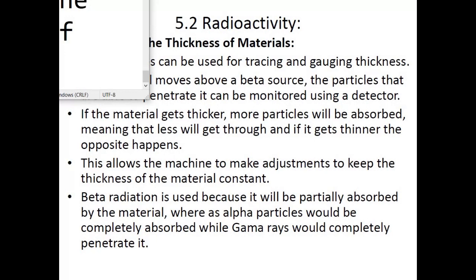Beta radiation is used here because it will be partially absorbed by the material, whether 1 millimeter, 2 millimeter or 3 millimeter. If you are trying to make such thin sheets of metal, beta particles are ideal as they would only be partially absorbed. If you were using alpha particles, there's a chance they would be completely absorbed and hence the detector would not work, whereas no matter the thickness of your material, gamma radiation would most likely always penetrate through, hence it would not work as well.